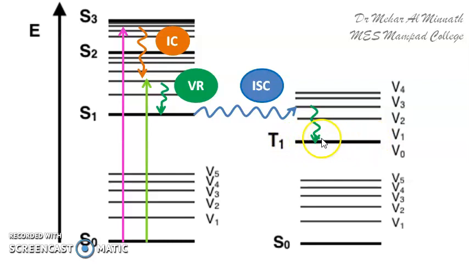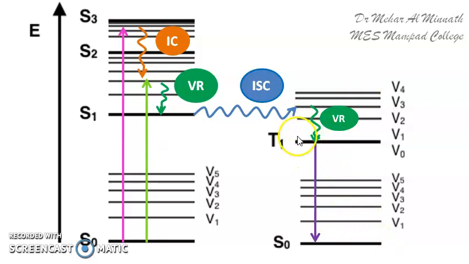Now, from the higher vibrational level of the triplet state, the system will come down to the lowest vibrational level of the triplet state via vibrational relaxation again, because this dissipation of energy is within the same electronic state. That is why it is vibrational relaxation. Now, from the lowest vibrational energy level of the triplet state, the system will move down to the ground state. Here also it is not stable because it is at a higher energy level.